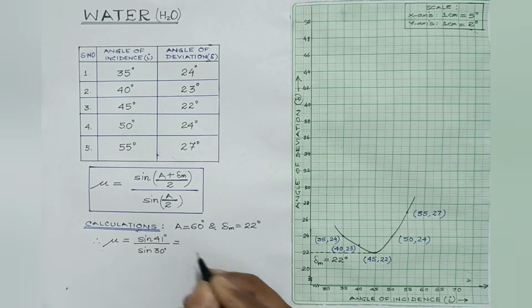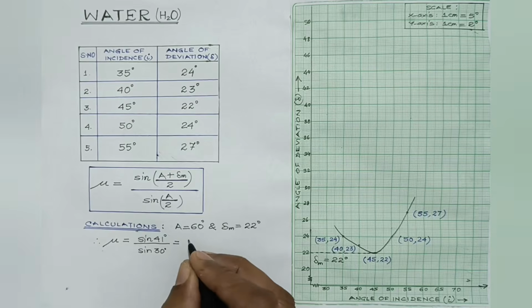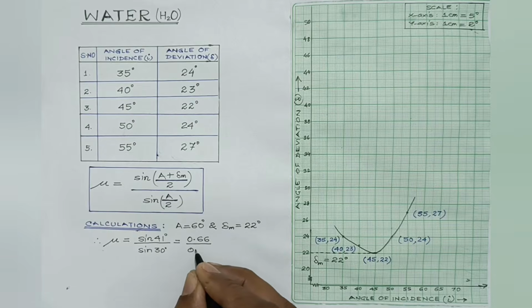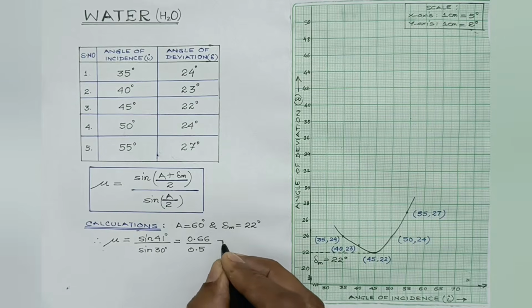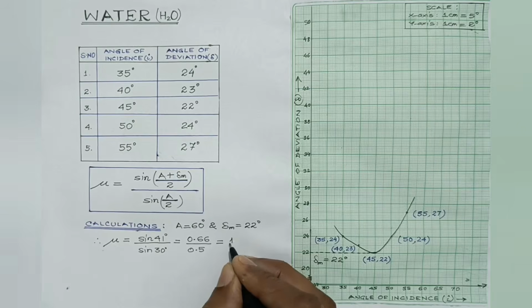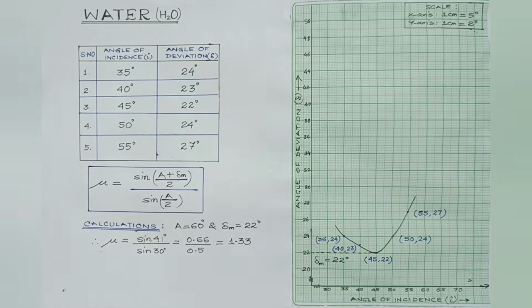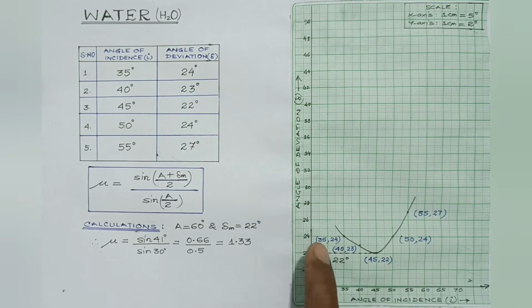So sin 41 degree, from the trigonometric table you can check, it's about 0.66. Divided by sin 30, which is half, it can be written as 0.5. So on solving we get 1.33. So the refractive index of water as determined by this method is found to be in total agreement with the actual value of the refractive index of the water.